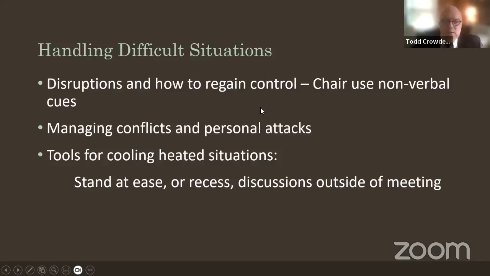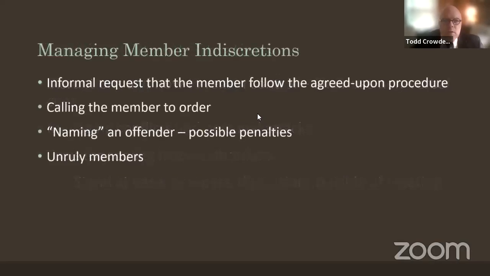In a lot of situations, it's better not to have everything right there in public with everybody getting upset about it. An informal request that the member, this is the series of escalating steps I was talking about, follow the agreed upon procedure. And a lot of times, if you have two people who are getting into it, you wouldn't even find one of them at fault. You would just say, would everyone please remember the rules of decorum? Would everyone please follow the agreed upon procedure? It's only if it goes a little further that you actually have to start deciding whose fault something is.